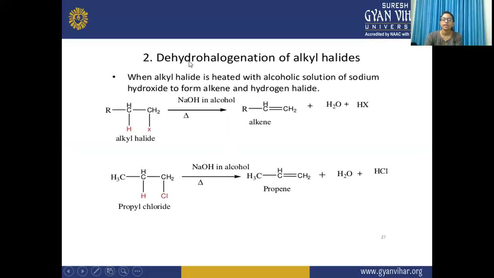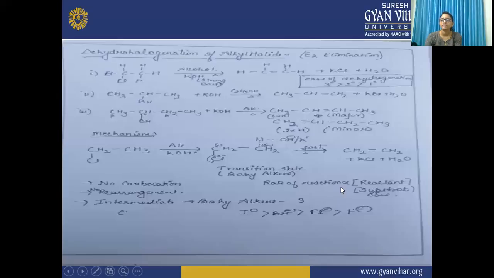Now the second reaction is a dehydrohalogenation of alkyl halide. Here the alkyl halide is heated with alcoholic solution of sodium hydroxide to form alkene and hydrogen halide. So alkyl halide is reacting with NaOH in alcohol, and there is a formation of alkene, water, and halogen. So you can see here propyl chloride is reacting with NaOH in alcohol, and there is a formation of propene, H2O, and HCl. So in dehydrohalogenation, you can see here the three reactions are shown.